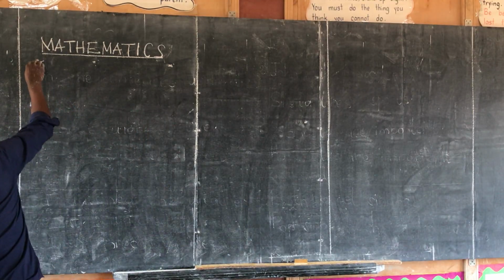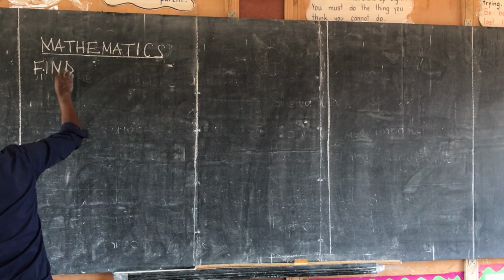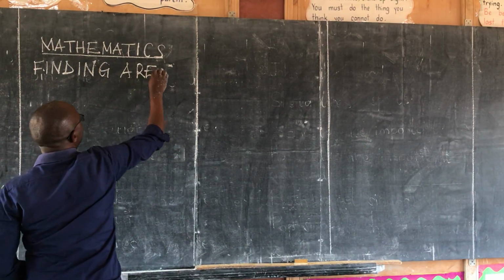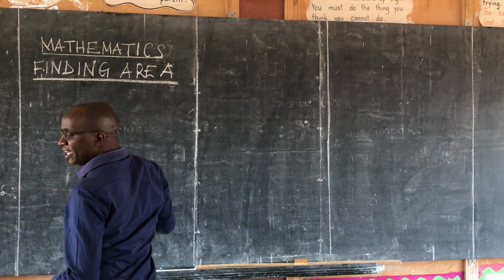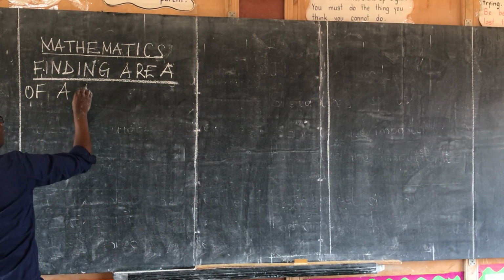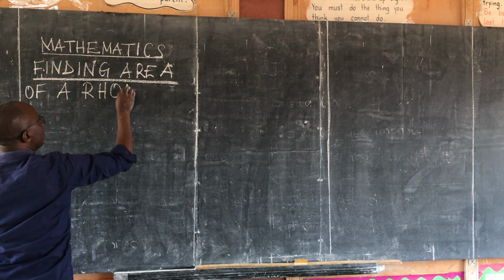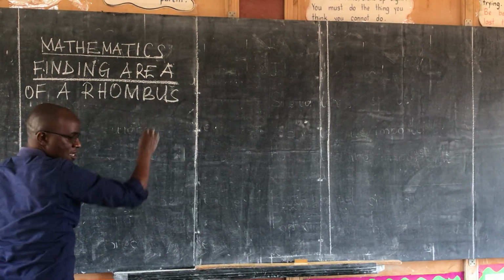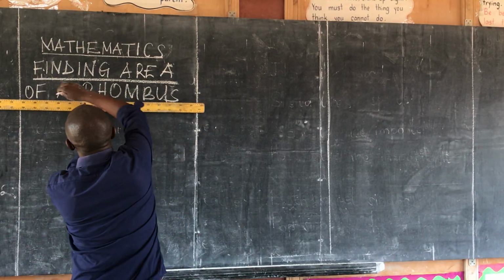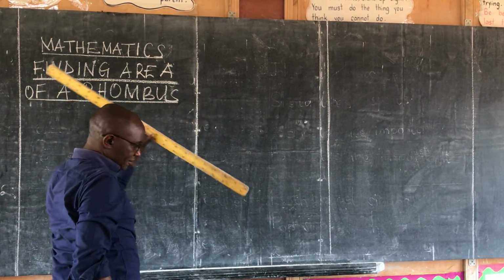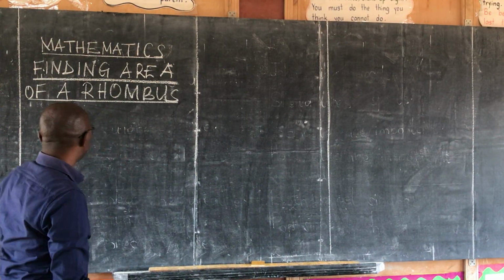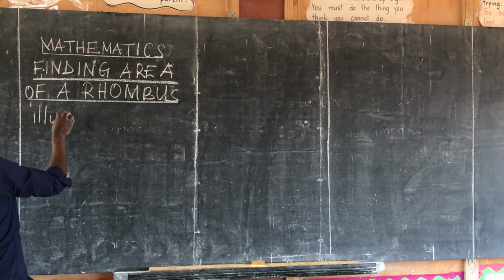So we shall first of all begin with finding area of a rhombus. First of all, we need to know what a rhombus looks like. So, illustration.